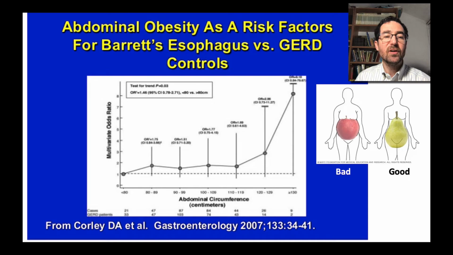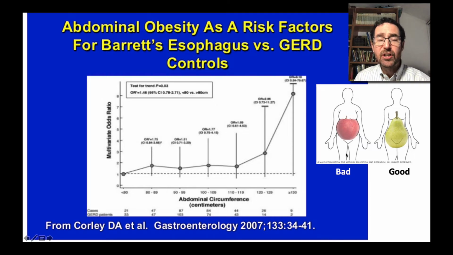Looking at this graph here, on the x-axis you can see abdominal circumference, and on the y-axis you can see the risk of developing Barrett's esophagus, and you can see there's a very close association. The bigger your abdominal circumference, the higher the risk of Barrett's.